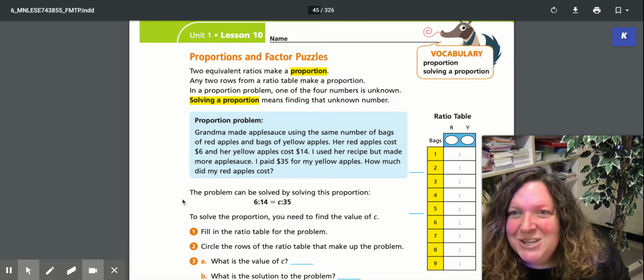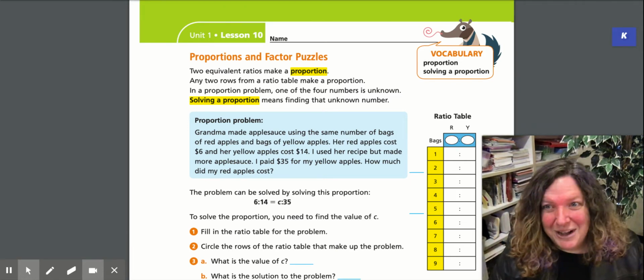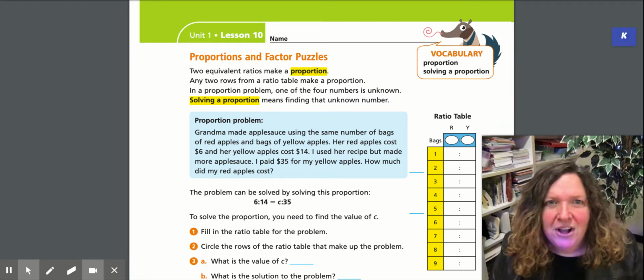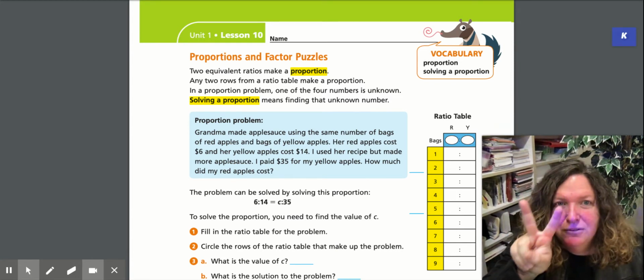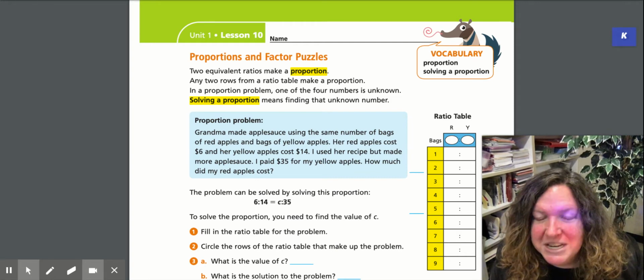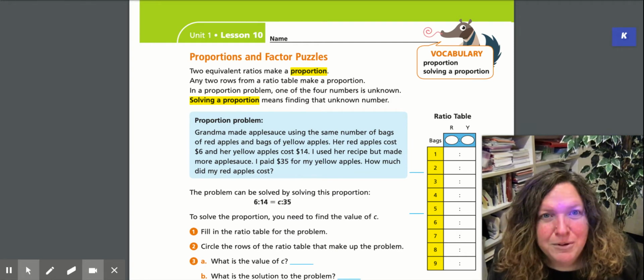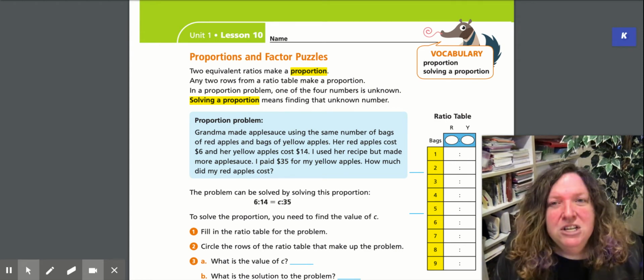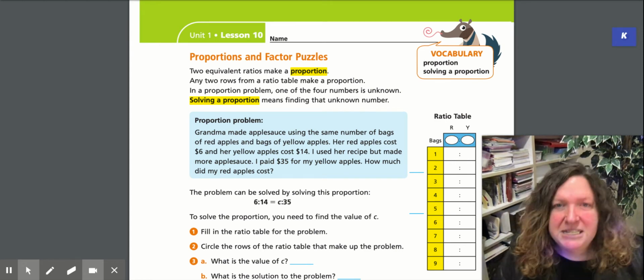Okay, here we are. You remember in the last video, if you haven't watched the Magic Math video, go back and watch that one first. You recall that a proportion is made up of two equivalent ratios, and we can take those right out of the ratio table. Any two rows from the table we can take out to solve the proportion. Solving it means one number is missing.